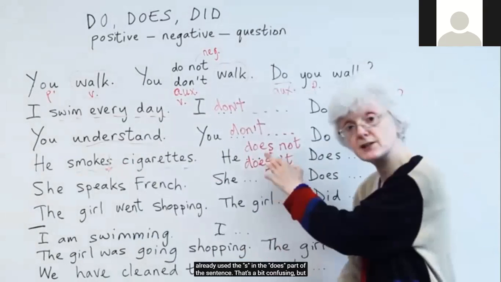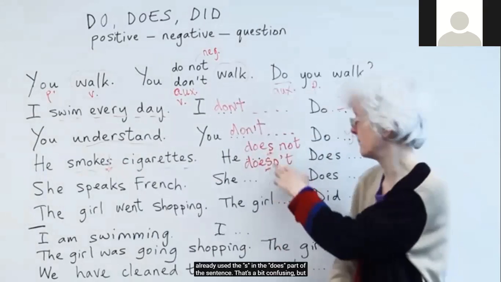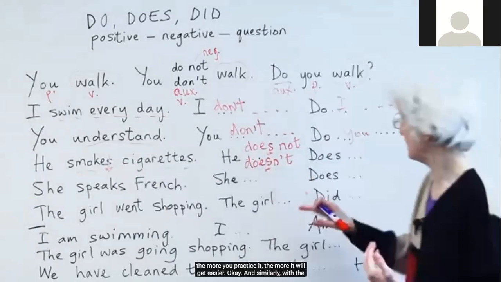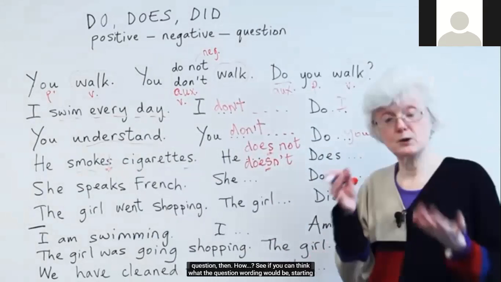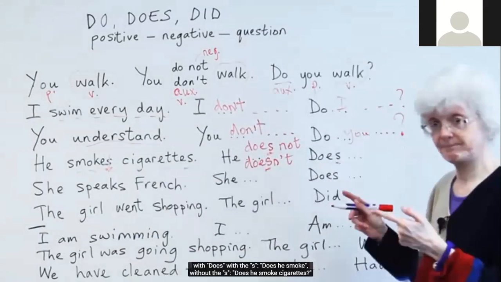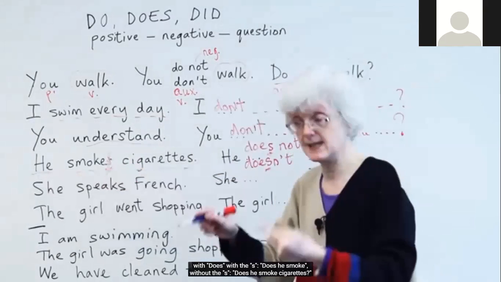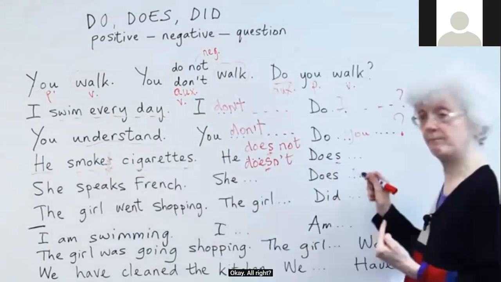You can already use the S, does, in the sentence. That's a bit confusing, but we're learning this so you can say what the pattern would be. Starting with the S, does he smoke? Does he smoke cigarettes? Okay.